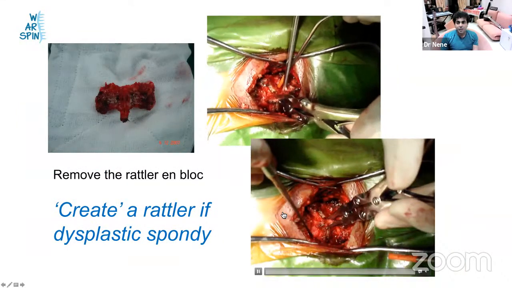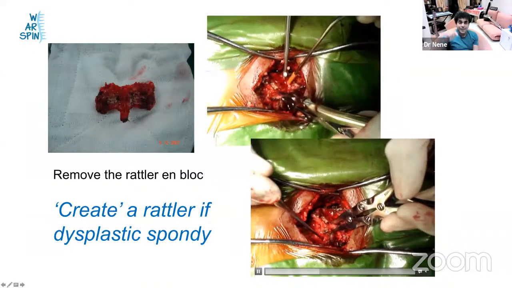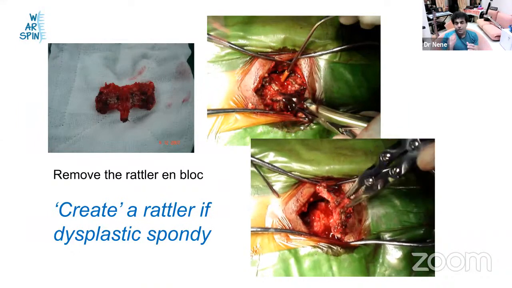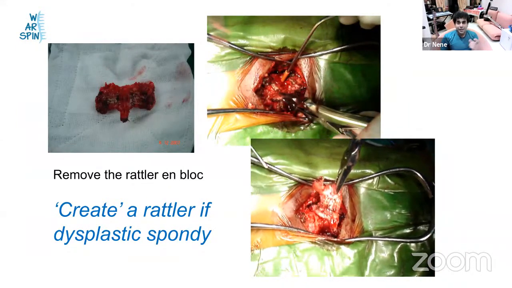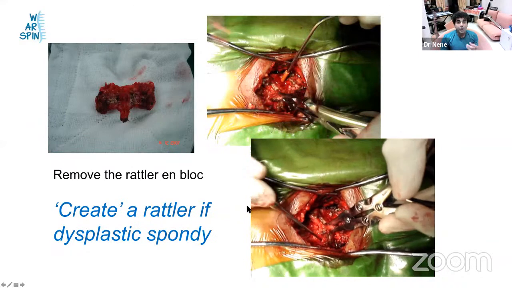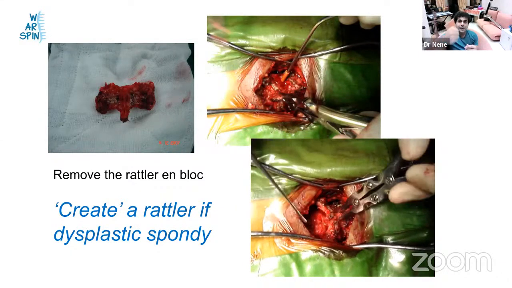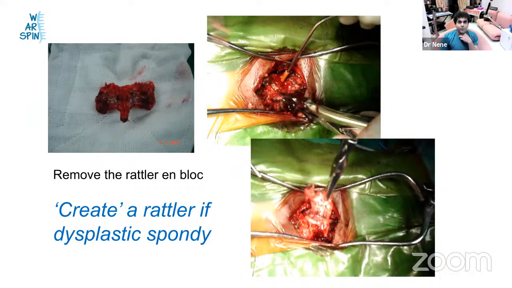roots well. So here you see the detachment happens from the top at the level of the lysis and at the bottom where the yellow ligament is sitting on the undersurface of the lamina. If it's a dysplastic, the pars is invariably poorly formed. So again, it's worth your time to actually cut the pars and create a lysis, make it a rattler and take the whole element off.